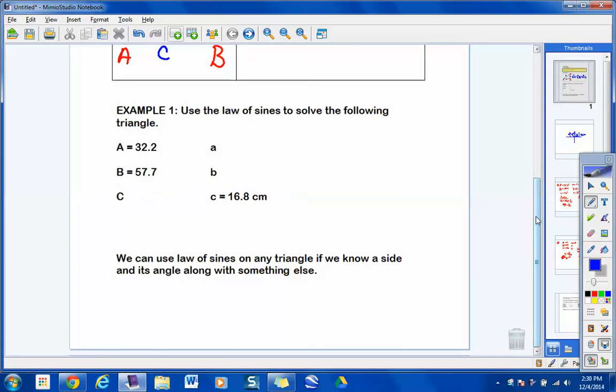Example 1 says, use the law of sines to solve the following triangle. First of all, I like to make a sketch of this triangle. Don't necessarily need to, but I'm going to do it anyway. Here's a triangle. I don't know what it looks like, I don't care what it looks like. There it is. I'm going to put C down here, B up here, and A up here.